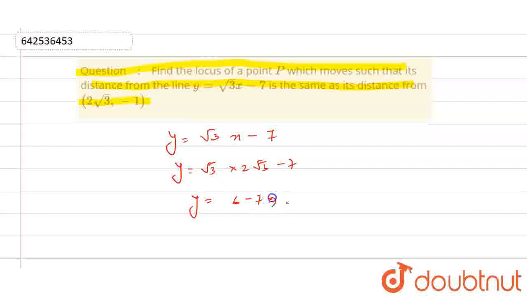So for checking whether this point lies on this line or not, we will put the value of x equal to 2 under root 3. If we get the value of y equal to minus 1, then this means that this point lies on this line. The line is y equal to under root 3x minus 7. If we put x equal to 2 under root 3, we get y is equal to under root 3 multiplied by 2 under root 3 minus 7. So the value of y is 2 times 3, which is 6 minus 7, which is equal to minus 1.